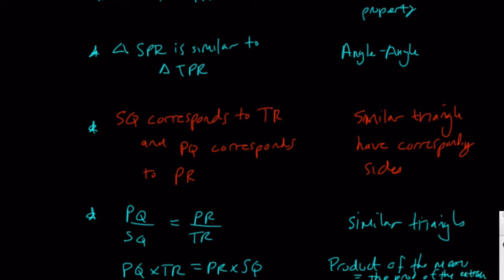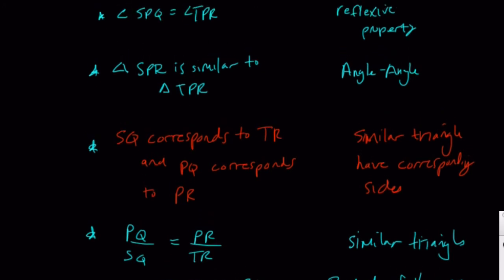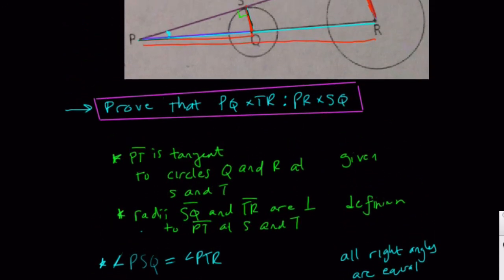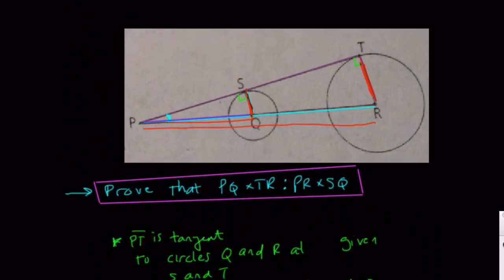And that's really it for this proof. So you set this up by showing that they're similar by using angle-angle, and then look at the ratio of the corresponding sides, and then manipulate the proportion. All right, hope this helped.